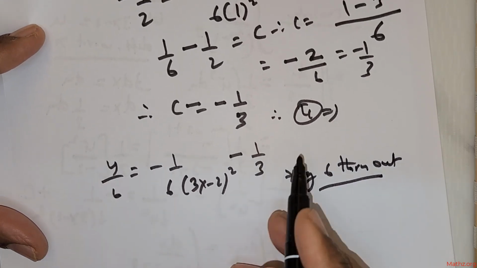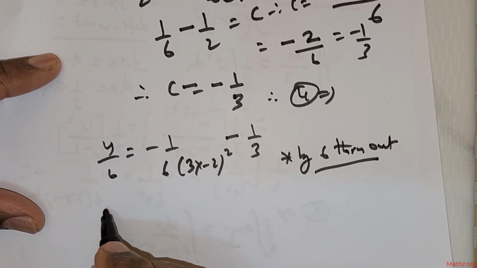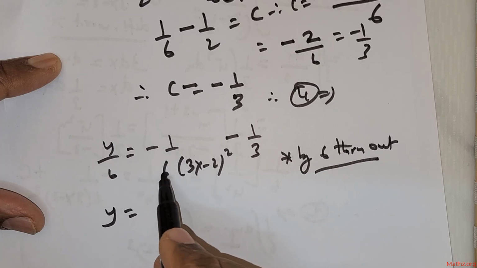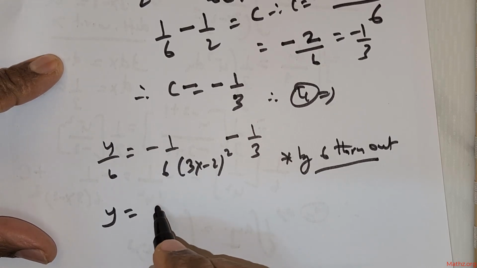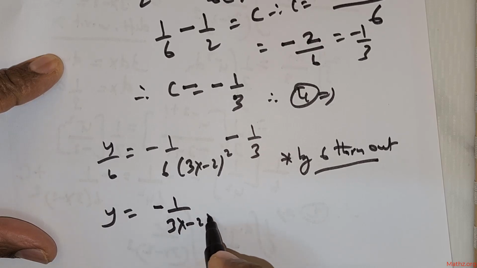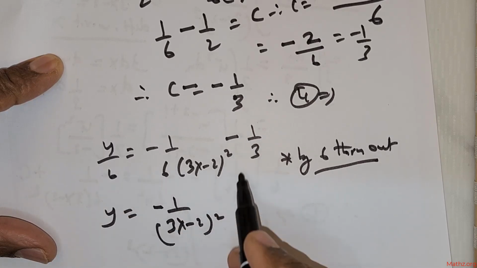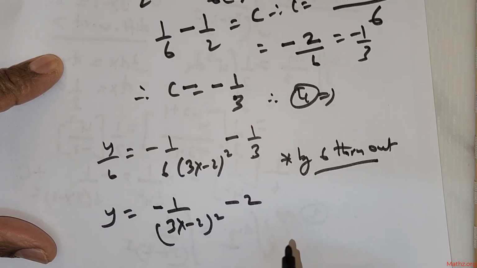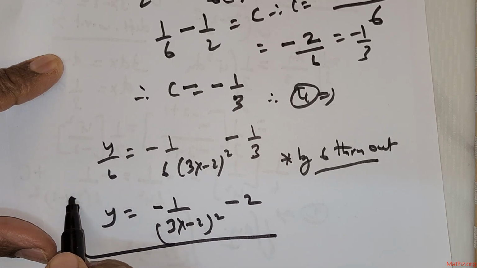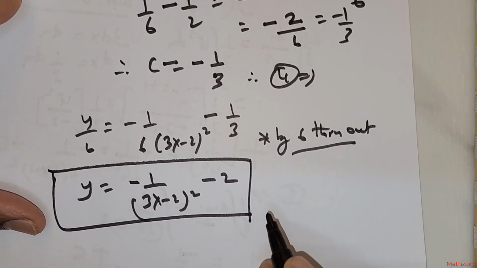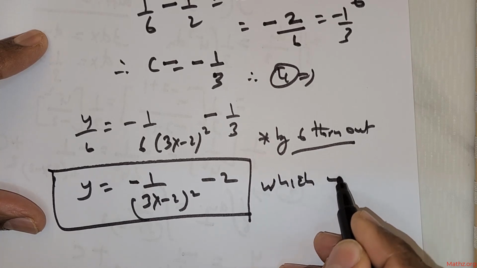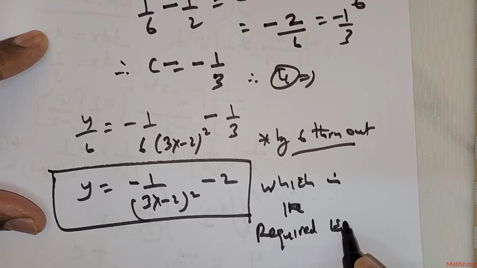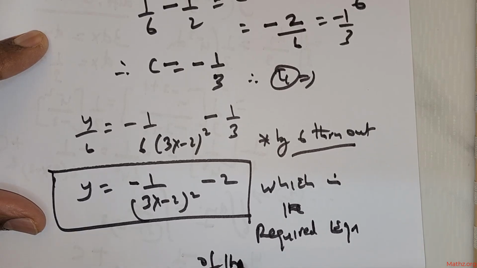So what do we get? We have to multiply by 6. So 6 goes all the way. You get y there. 6 is multiplied, so naturally this 6 will get eliminated. So you get negative 1 times (3x - 2) raised to the power of 2. Now 6 is coming here. So 3 divides 6 2 times. So you have a negative 2 there. Right. So this is the equation of the curve, which is the required equation of the curve.